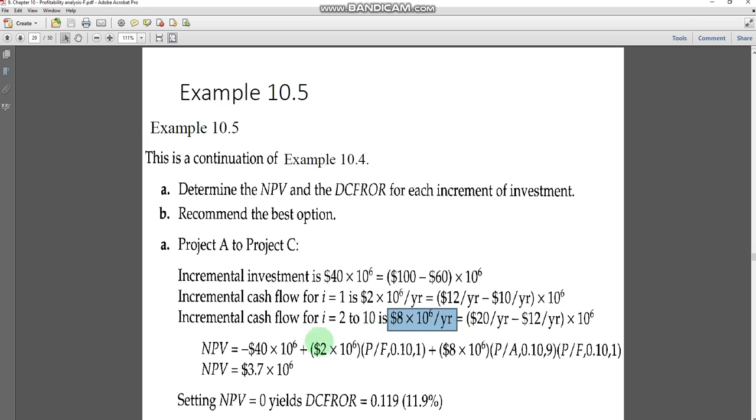Now you have to estimate the net present value. The procedure is the same that we adopted for example 10.4. This one is the amount that you have in an increment that you would put here. Then for the first year, you have to use the same equation, $2 million, and you would get the present value at the start of year 1, and then you have an increment of $8 million.